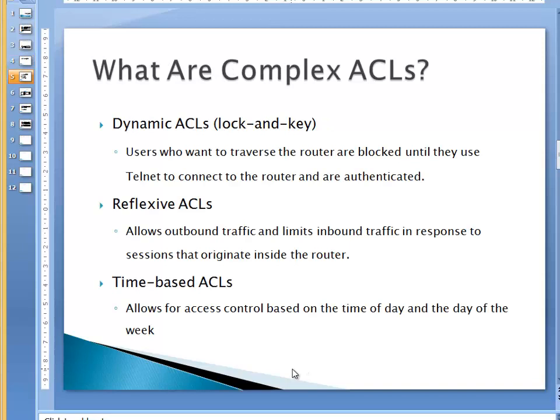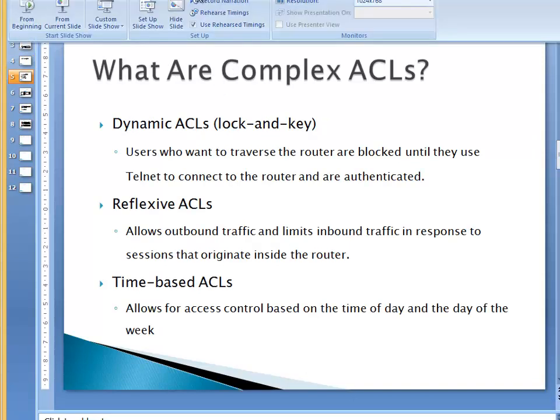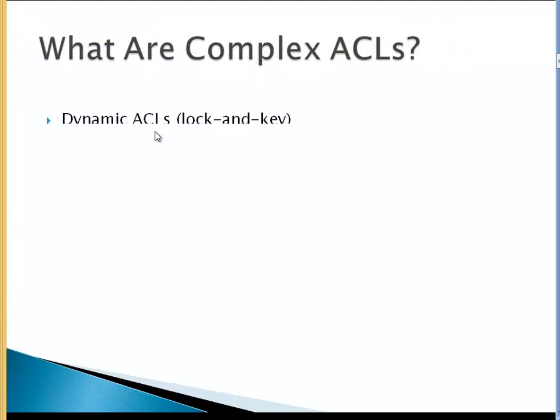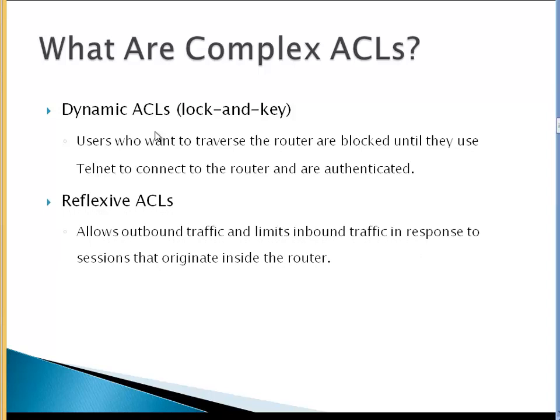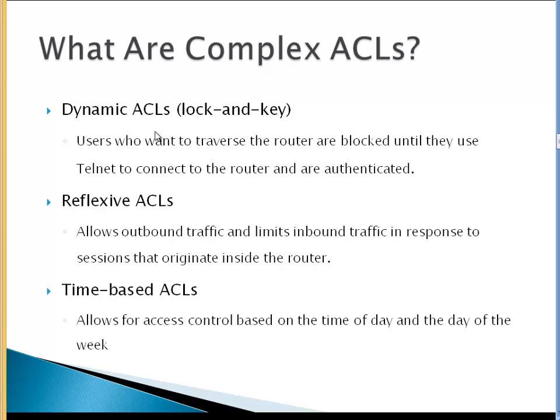Now, complex access control lists. Let me just start the slides from here. Dynamic ACLs: users who want to traverse the router are blocked until they telnet to the router and are authenticated. Until they telnet to the router and are authenticated, they can't traverse. Reflexive ACLs: they allow outbound traffic, but limit the inbound traffic only if it's been initiated from the inside. Time-based ACLs control the time: they allow the access list from a certain time to a certain time.